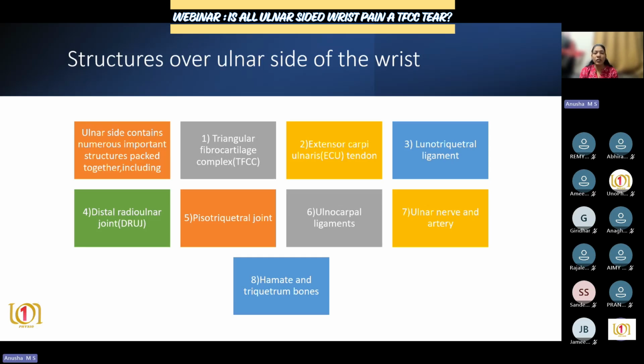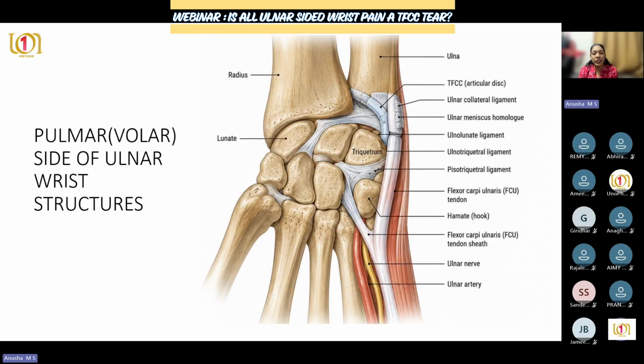So we saw the structures, and next we are moving to the TFCC. You can see in the image the structures on the ulnar side: TFCC, ulnar collateral ligaments, ulnolunate ligaments, lunotriquetral ligaments, pisotriquetral ligaments, all the ligaments, bones, everything you can see.